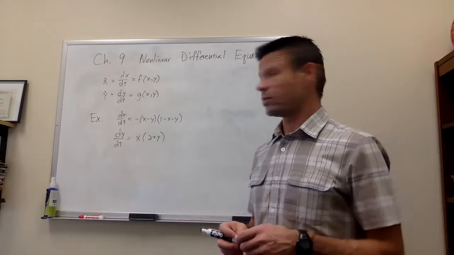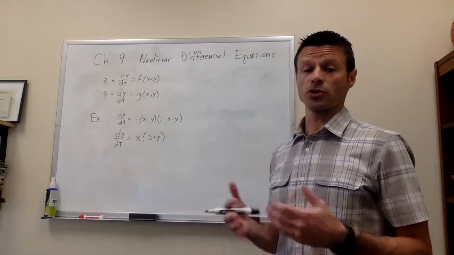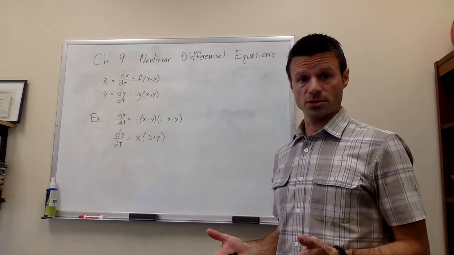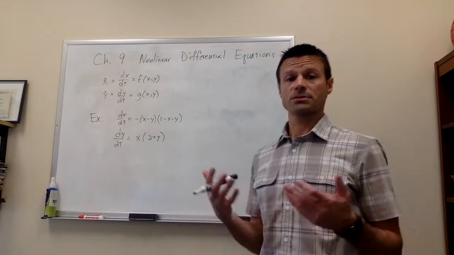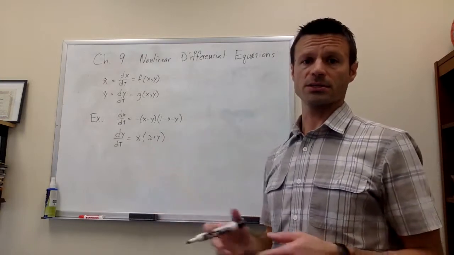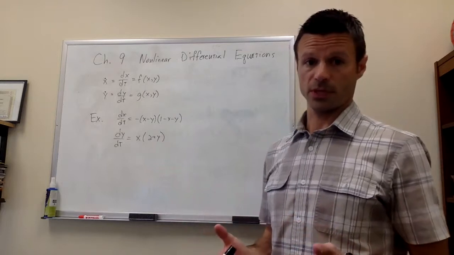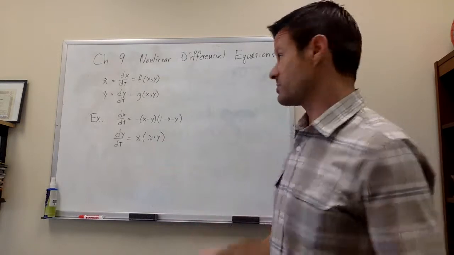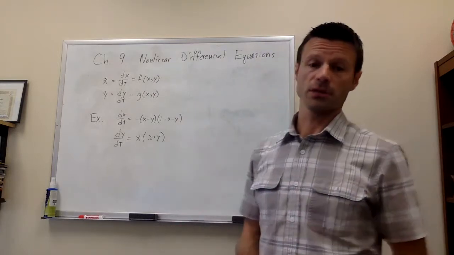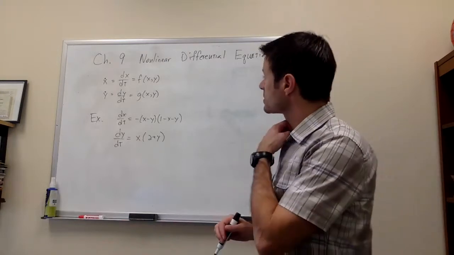So the first thing that we do with a nonlinear system is we find what are called critical points. Critical points are basically constant solutions. If x is constant and y is also constant, then the derivatives with respect to t are both zero. So we can find these constant solutions by setting dx/dt and dy/dt both equal to zero, and then solving that nonlinear algebraic system. Let's do that for this system.